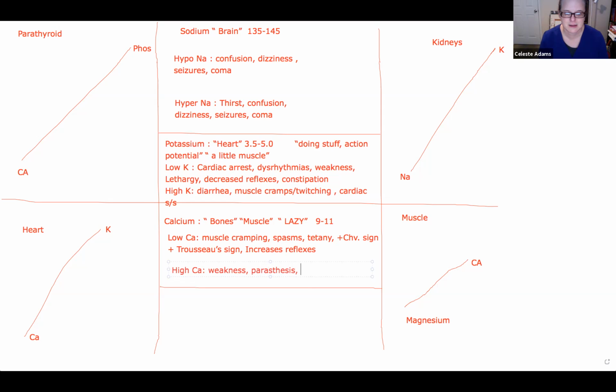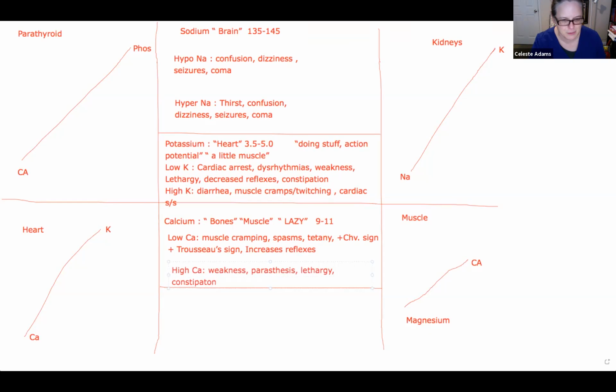Let's see. So everything is slowed down in high calcium. It's the opposite of how you would think. It's the opposite of what it should be. So high calcium, everything is going to be weak. Everything is going to be lazy. Nothing's going to feel anything. You'll have lethargy. And as far as GI signs, you're going to have constipation, lazy, stomach's not doing anything. So that's what I want you to think of as far as calcium.